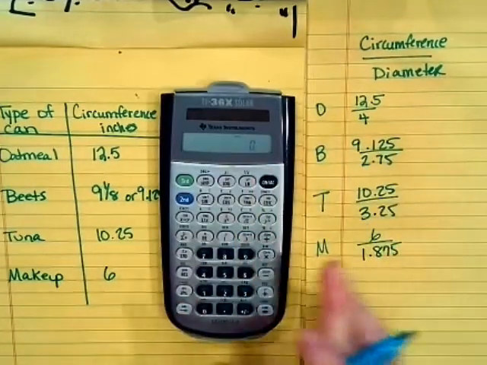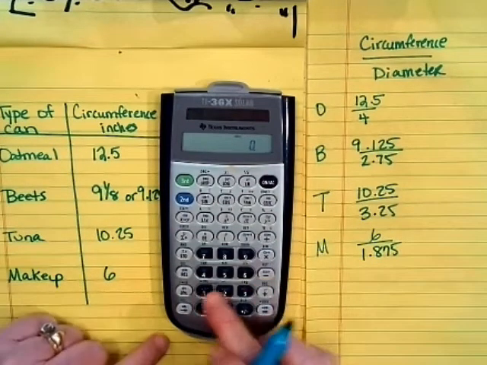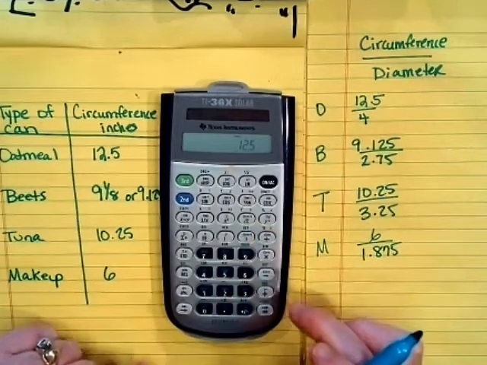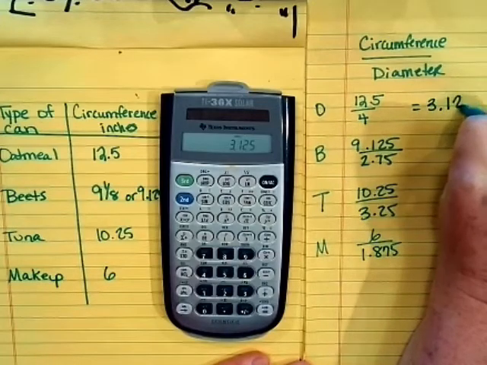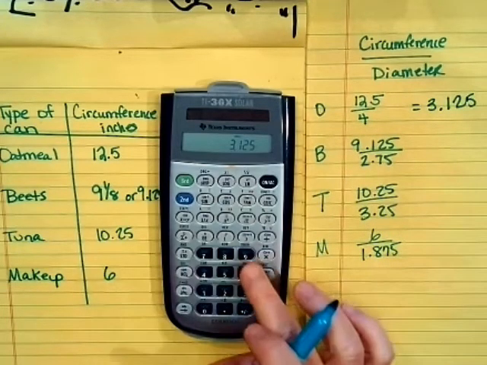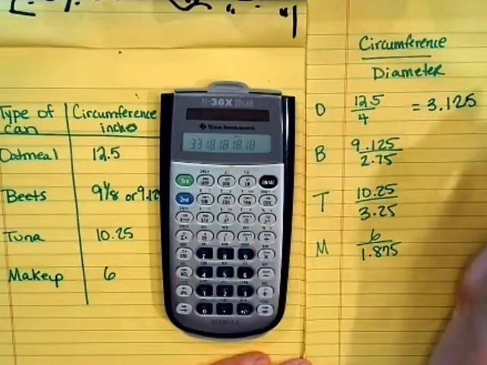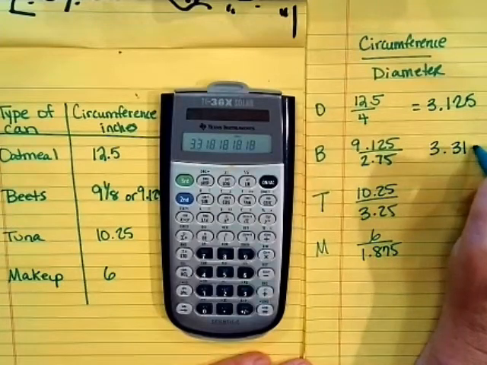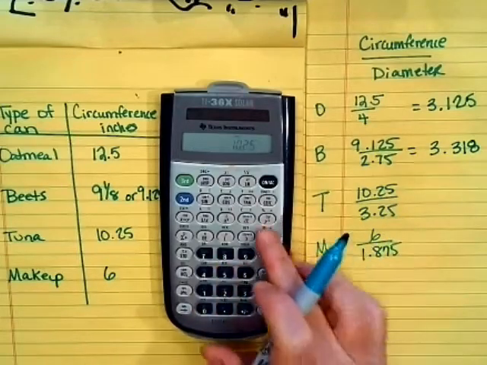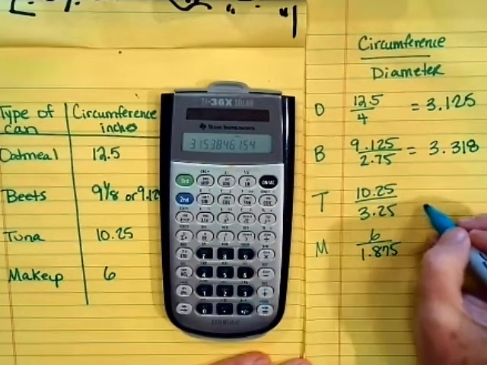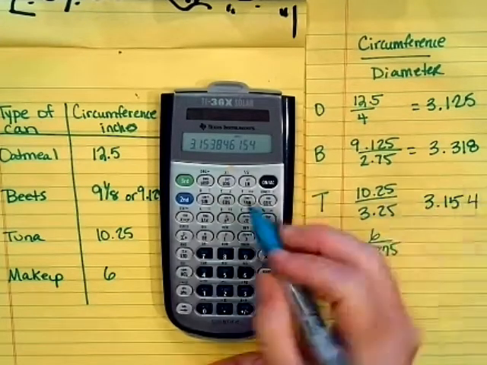So, take the calculator. You can use either one you want. You can use your calculator on your phone if that's what you want to use. And we're going to divide 12.5 divided by 4. And that gives me 3.125. Okay, we go to the next one. 9.125 divided by 2.75 gives me 3.318. Looks like the 1/8s are repeating. 10.25 divided by 3.25 is 3.15, or 3.2 if you're going on and rounding.